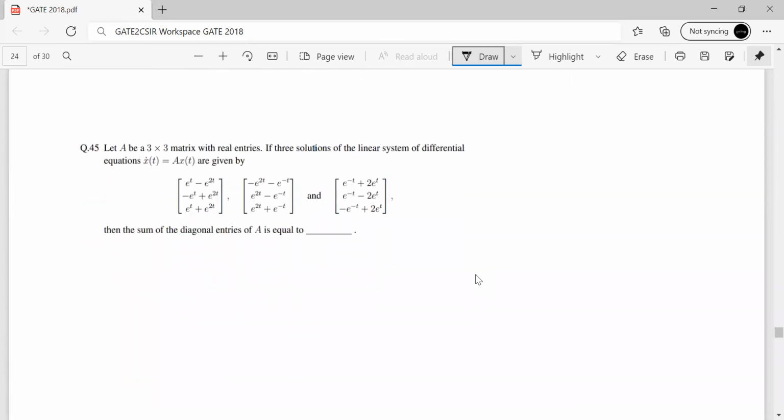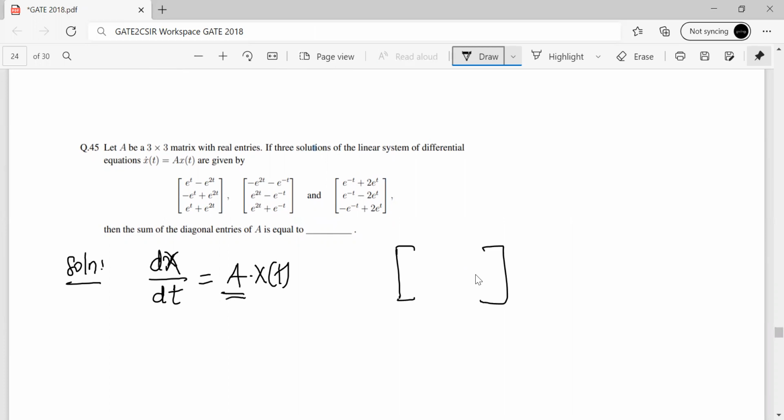Now look at this one. This is again quite easy. You are given a solution, and they want the sum of the diagonal entries of A. Remember, it's a 3 by 3 matrix. So x dot of t, that is dx over dt, is equal to A times x of t. So this A will be a 3 by 3 matrix.